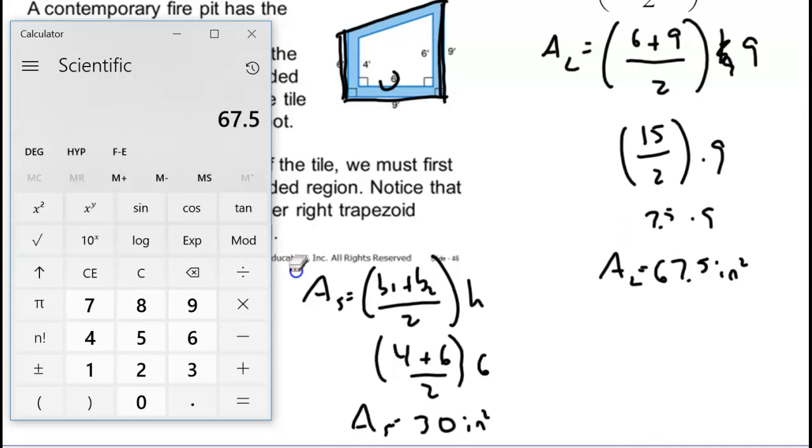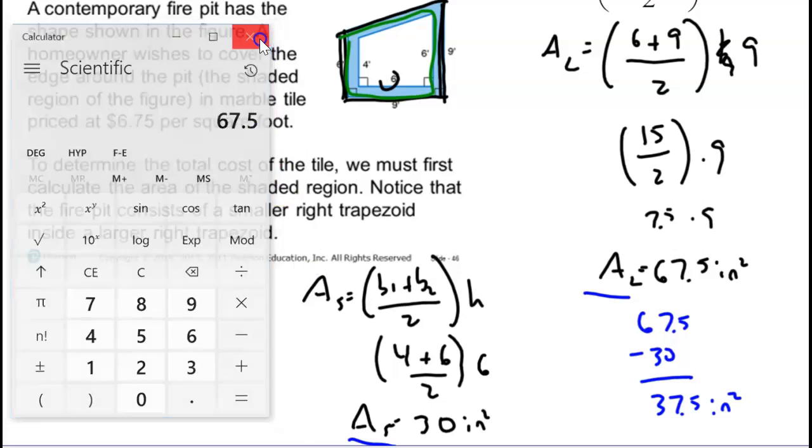Now if we take AL minus AS, and so we have 67.5 minus 30 is 37.5 inches squared is the amount of space that is in here, because that's what we're going for. We subtracted the smaller polygon from the larger polygon.